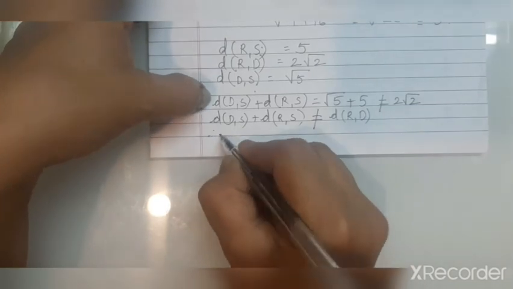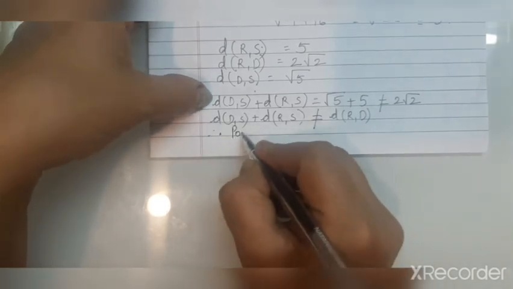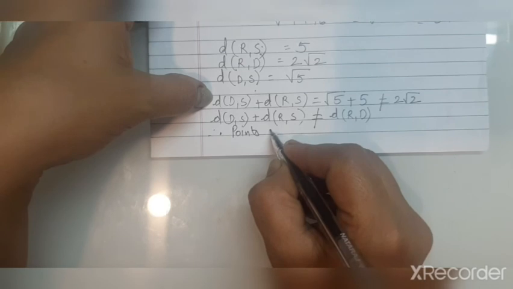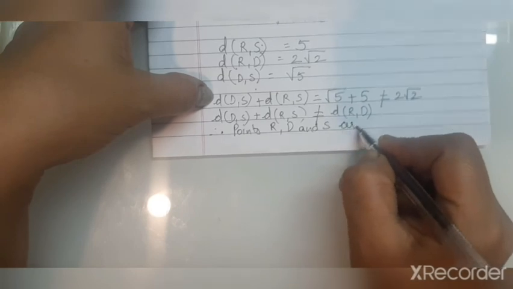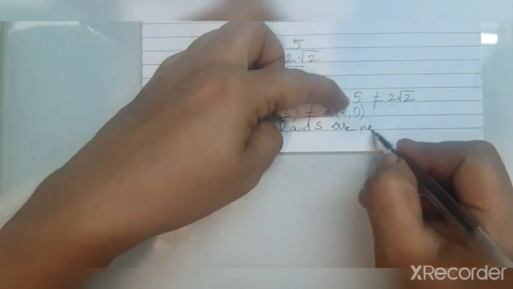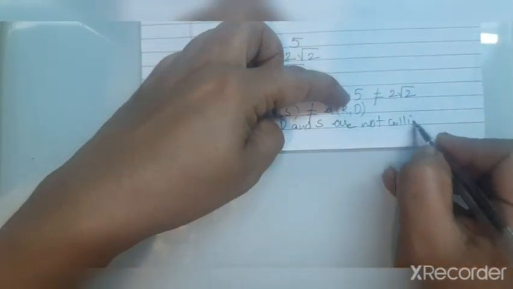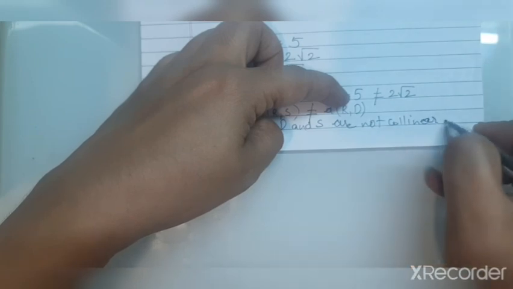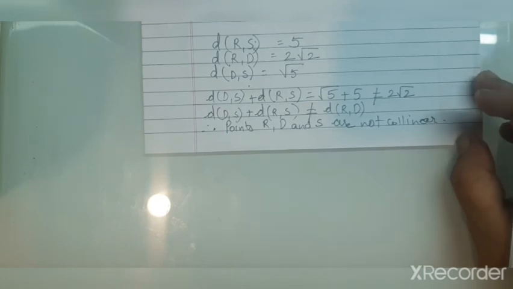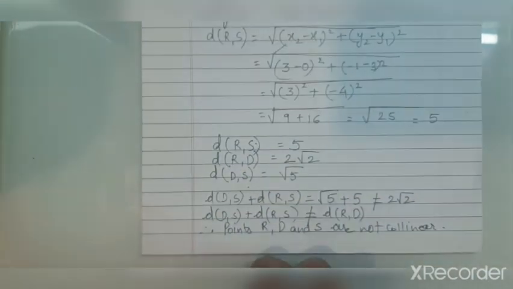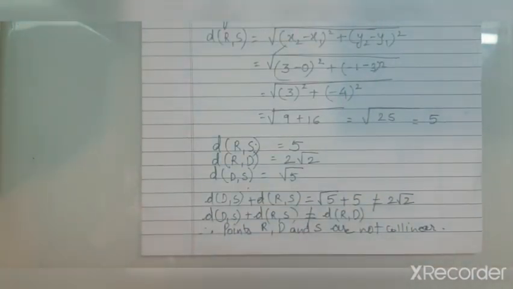So in this case, we can write therefore, points, that is R, D and S, are not collinear. Okay, we can also write with the coordinates as we had written. I hope this is clear.